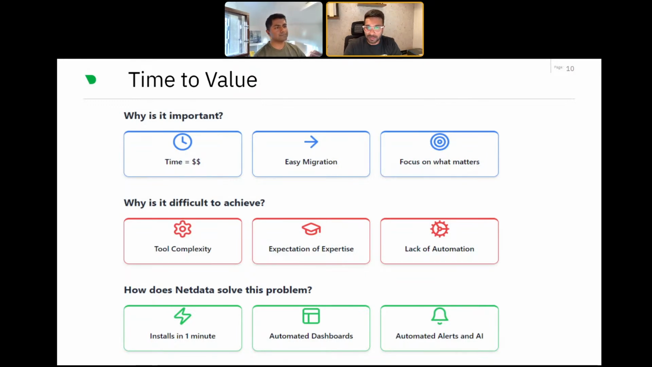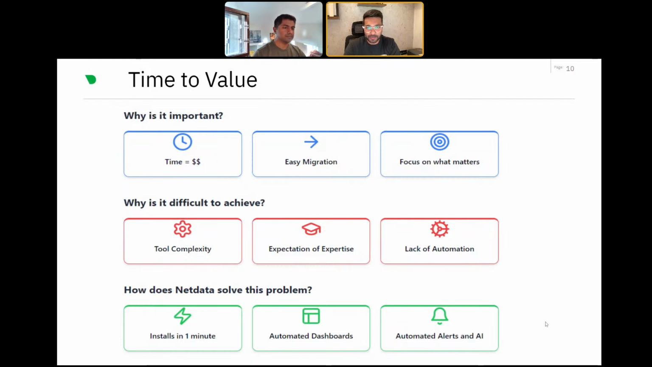In some cases, I've been in previous organizations where it took us even 4 to 5 months to get comprehensive monitoring. And this was with a big team of sometimes 50 or even 80 engineers or SRE teams. So it is extremely complex. So I think time to value becomes extremely crucial.